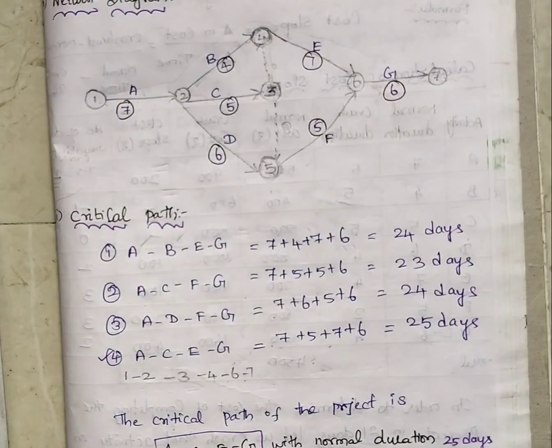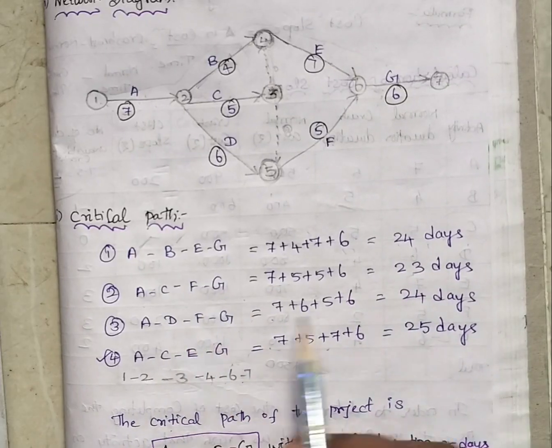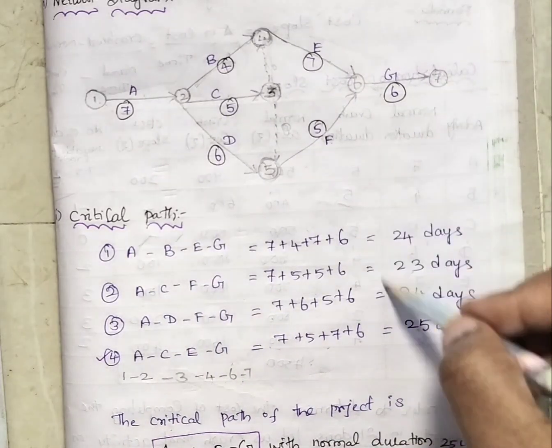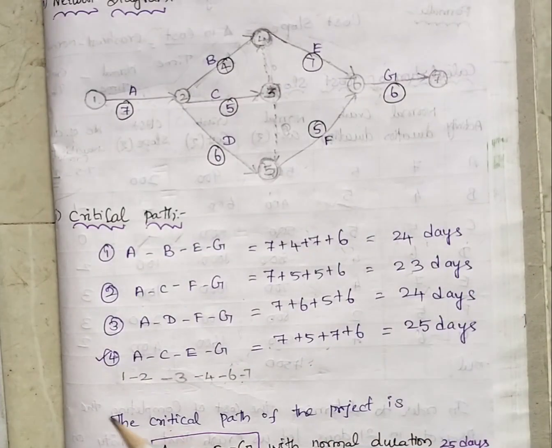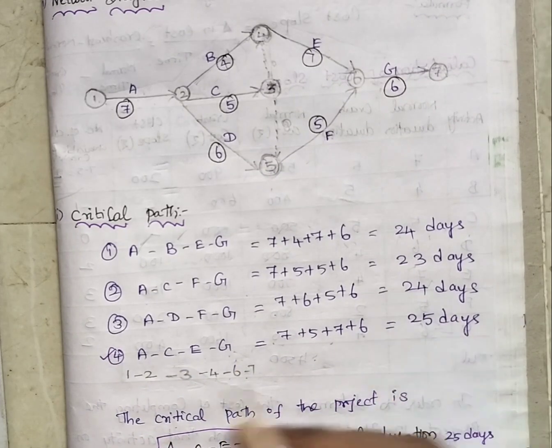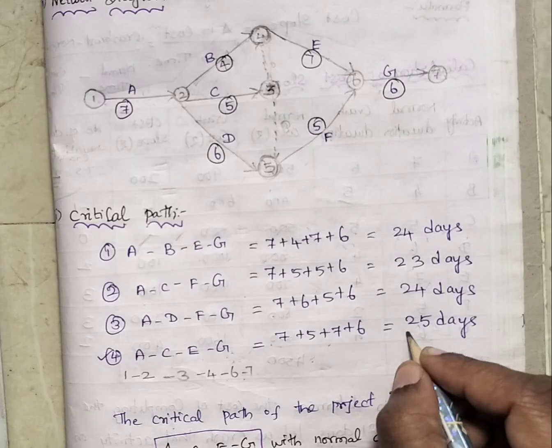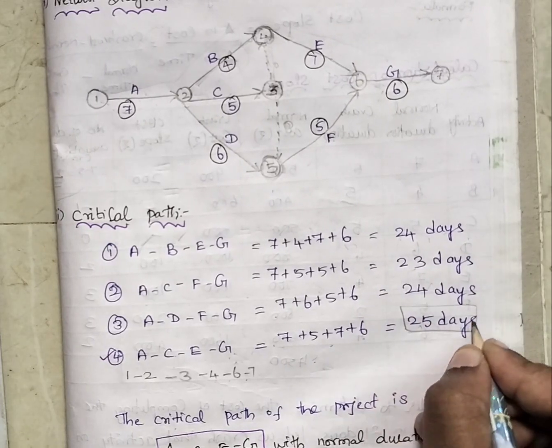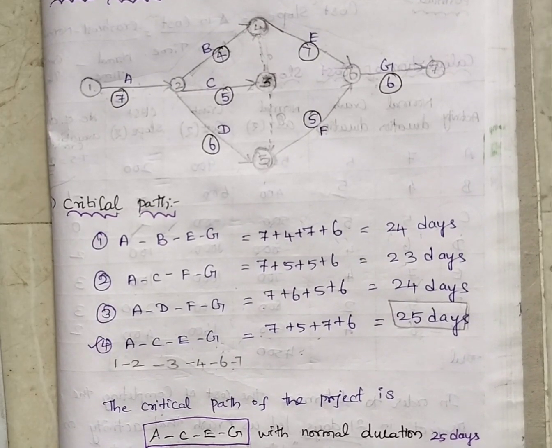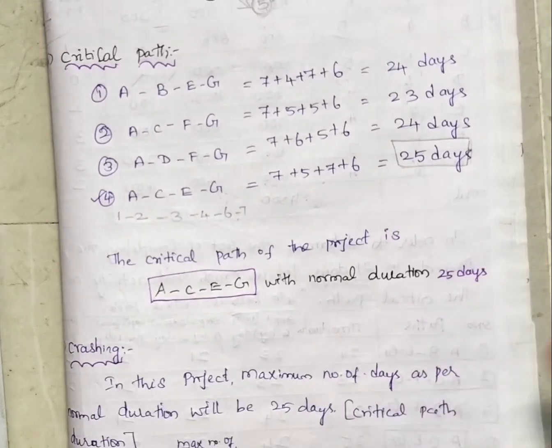The total number of days for the first path is 24, the second path is 23, the third path is 24, and the fourth path is 25. So from this, what we find is the fourth path, A, C, E, and G, is the critical path, because the maximum duration is involved in this path. It is taking the longest time to complete the project. So we find out the critical path.